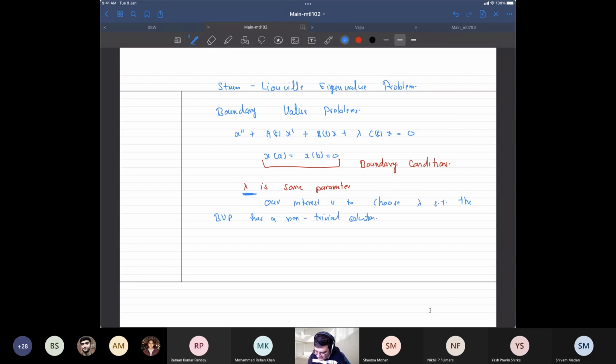In general, you can immediately see a trivial solution, right? If you put x equal to 0, this is a solution. But we are not interested in those trivial solutions. We are interested in a non-trivial solution. So we want to choose lambda such that this problem has non-trivial solutions.